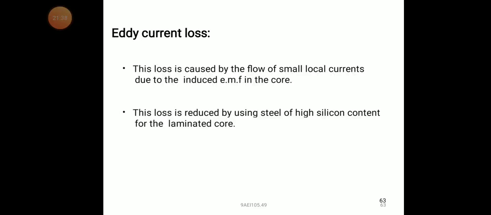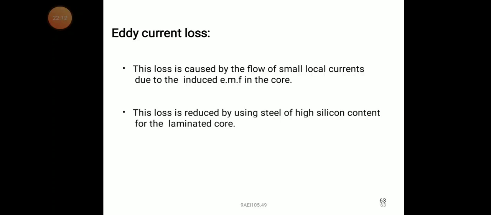Next one is the eddy current loss. This loss is also called core loss. Eddy current loss. This loss is caused by the flow of small local currents due to the induced EMF in the core. Eddy current loss is nothing but small local currents due to the induced EMF in the core.